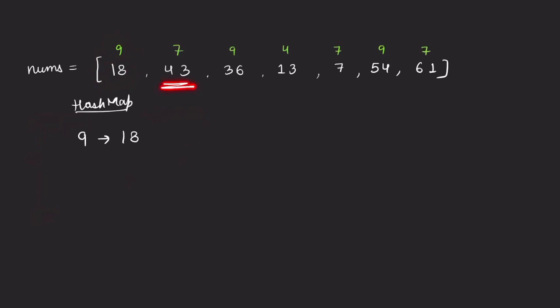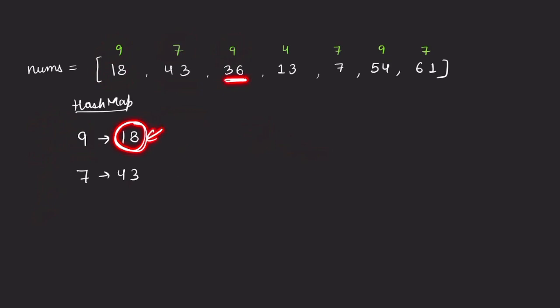Then we will go to the next element. Here the sum is 7. Again, key 7 is not present, so we'll just update it. Key will be 7, value will be 43. Now the next element is 36, whose digit sum is 9. Now if we look at the hash map, for 9 we have some entry, right? Corresponding to that, 18 is present.